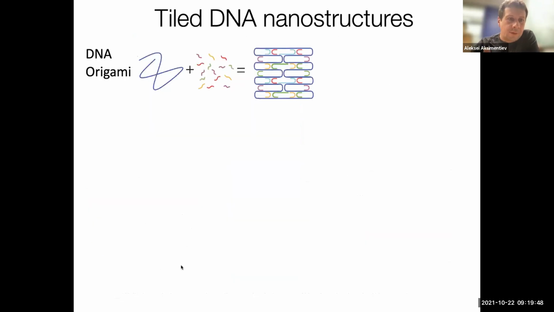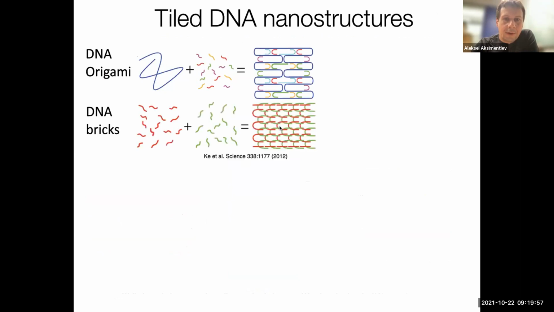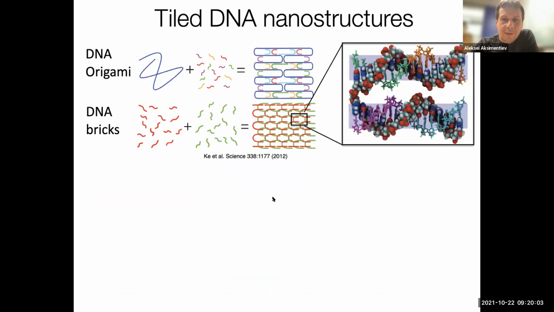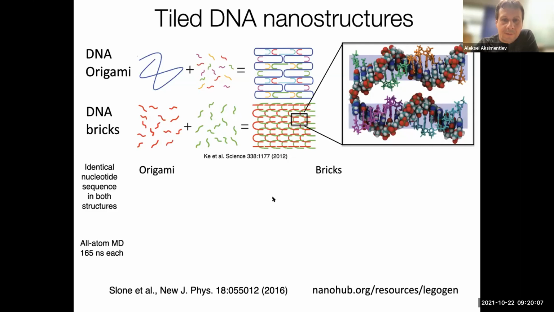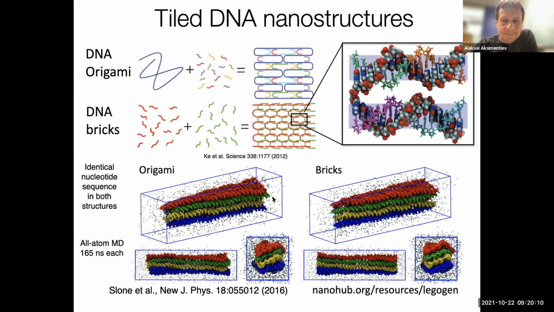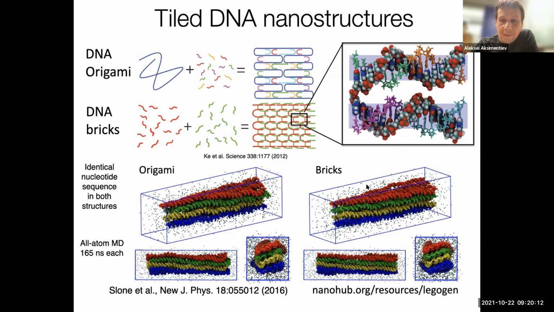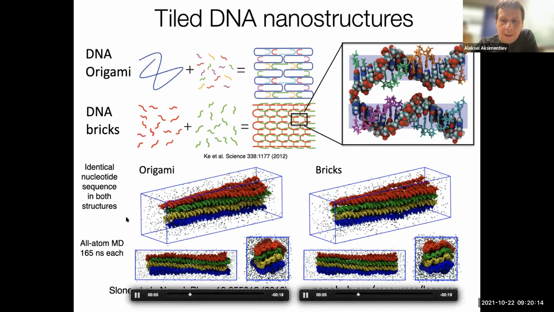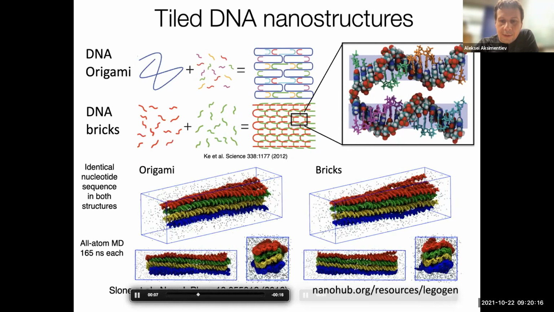So, of course, the field is not limited to origami. Here's another example where instead of having one very long viral fragment, which is origami, you can have lots of short fragments, so-called DNA bricks. Those can also be self-assembled into 3D structures of arbitrary shapes. And we also have a service that enables modeling those DNA bricks at NanoHub.